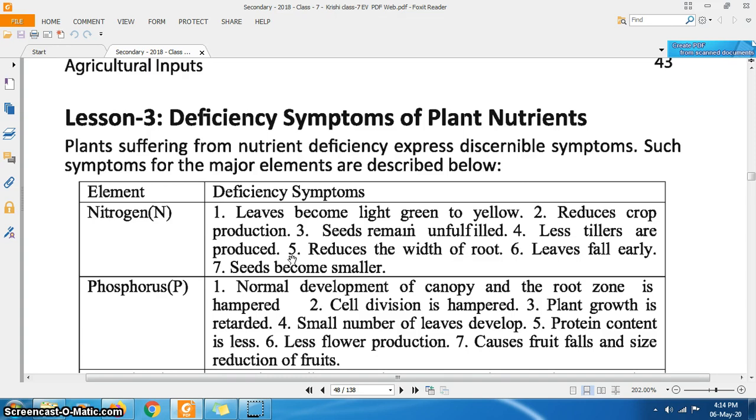Today I am going to discuss Lesson 3, Deficiency Symptoms of Plant Nutrients. This is under Chapter 3. Plants suffering from nutrient deficiency express discernible symptoms. Such symptoms for the major elements are described below.